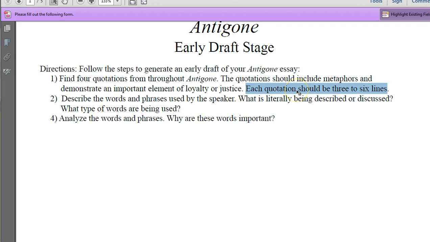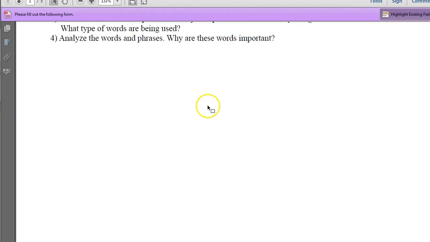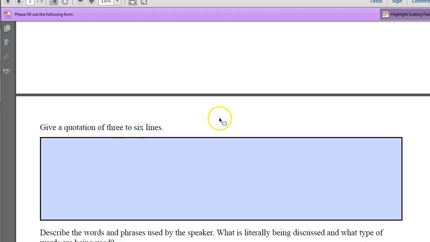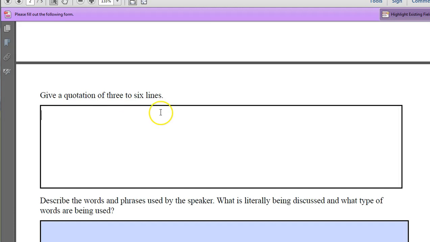Don't get anything under 3, or boy, if you get 2 3/4, that's all right. But when you get a quotation fewer than 3 lines in length, you've got too little to work with. It's going to be really hard to develop a body paragraph. If you got more than 6, you need to trim it down. You got too much. So get those quotations, and you can just copy and paste them right here into it.